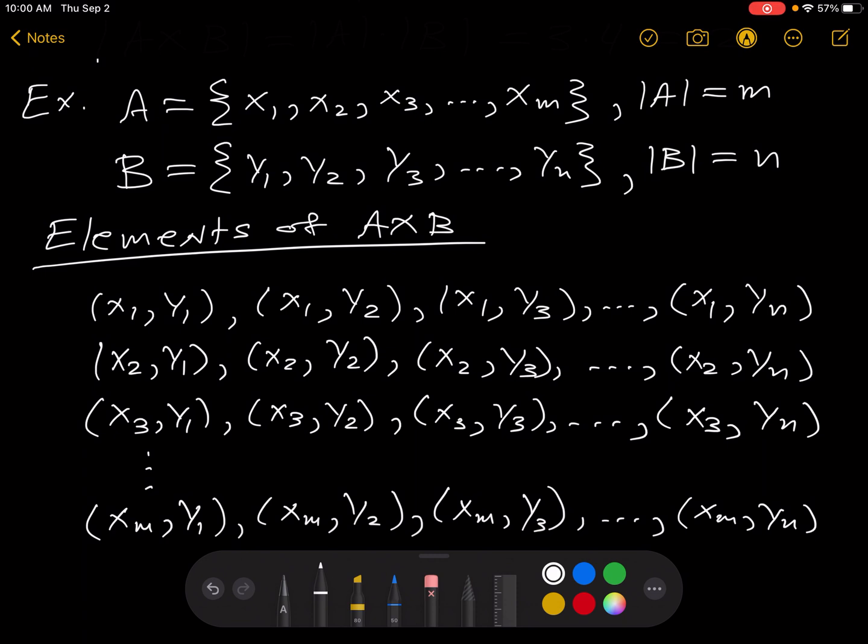And so now we say, okay, well, how many points do we have here? There's n points with x1 as the first coordinate. There's 1, 2, 3, all the way up to n. Similarly, there's n points with x2 as the first coordinate, and n points with x3 as the first coordinate, n points with x4 as the first coordinate, and so on until we get to n points with xm as the first coordinate.